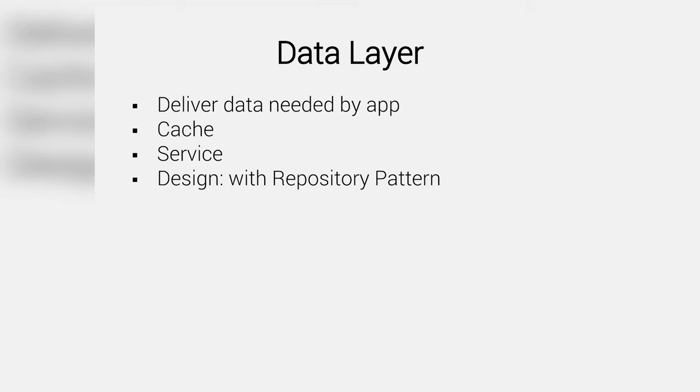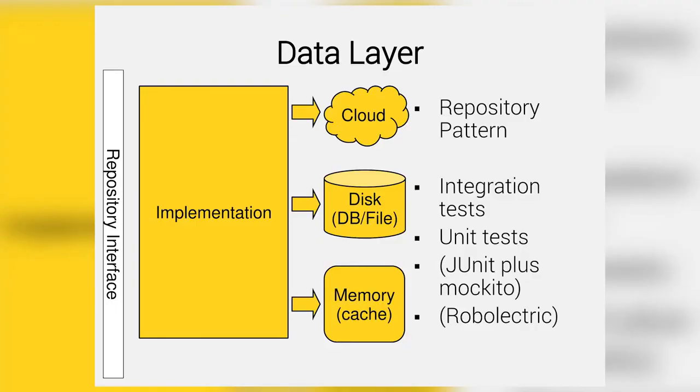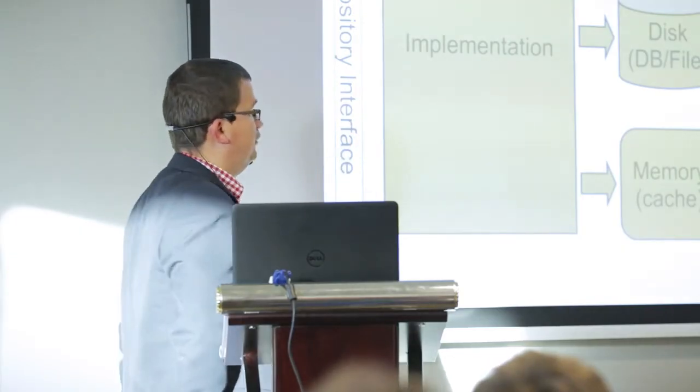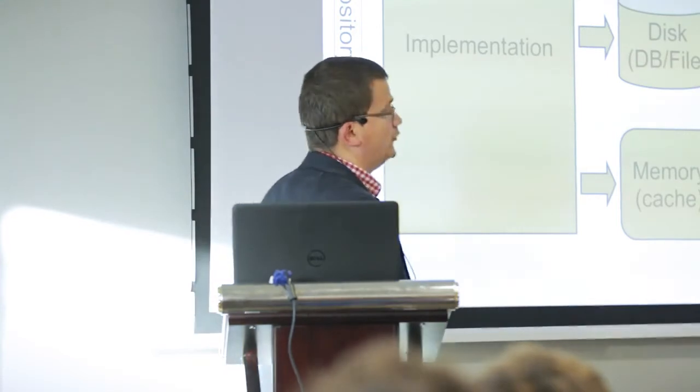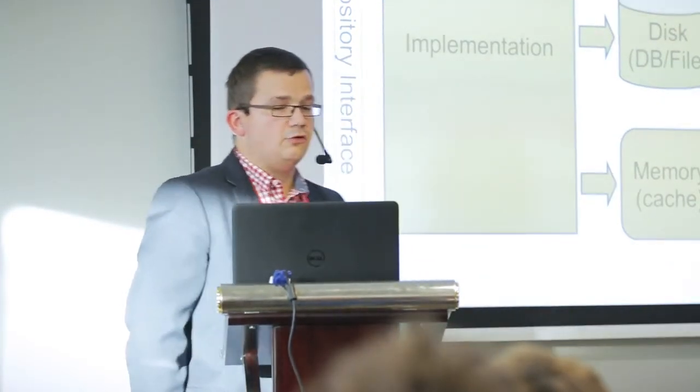Here we deliver data which is needed by applications. So we usually have some cache services. And if we design with the repository pattern, we can focus on delivering data, and the place from which we deliver it depends on us, and we can easily switch from one to another if we implement it in the correct way.